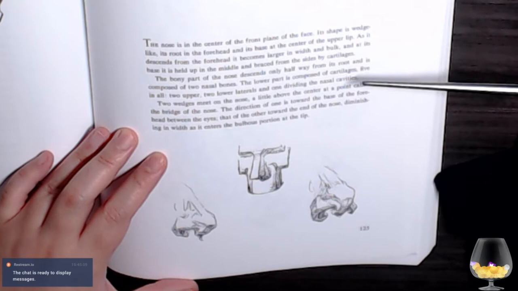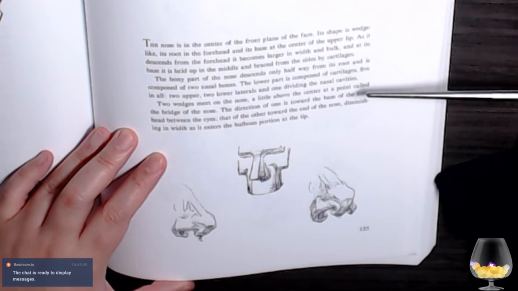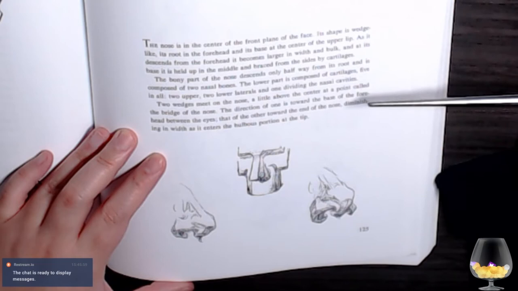The larger part is composed of cartilages, five in all, two upper, two lower laterals, and one dividing the nasal cavities. Two wedges meet on the nose, a little above the center at a point called the bridge of the nose. The direction of one is toward the base of the forehead between the eyes, that of the other towards the end of the nose, diminishing in width, and it enters the bulbous portion of the tip.